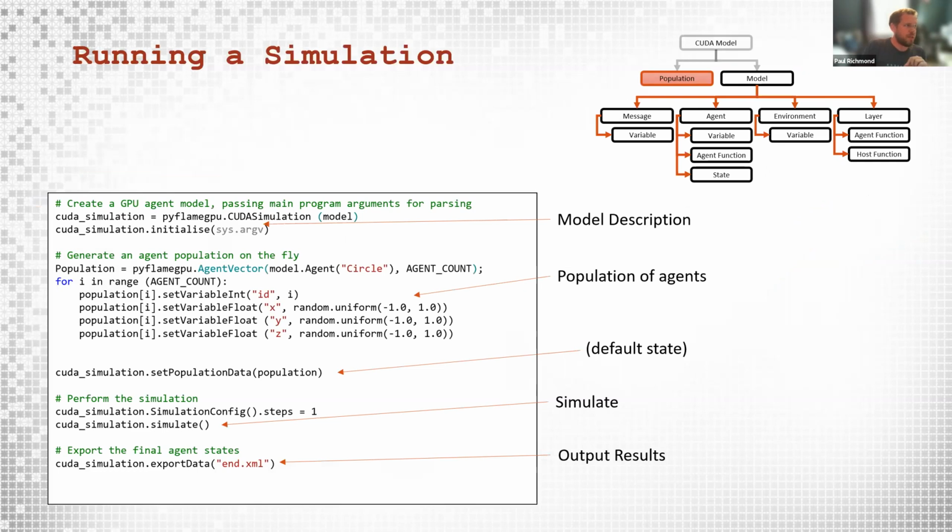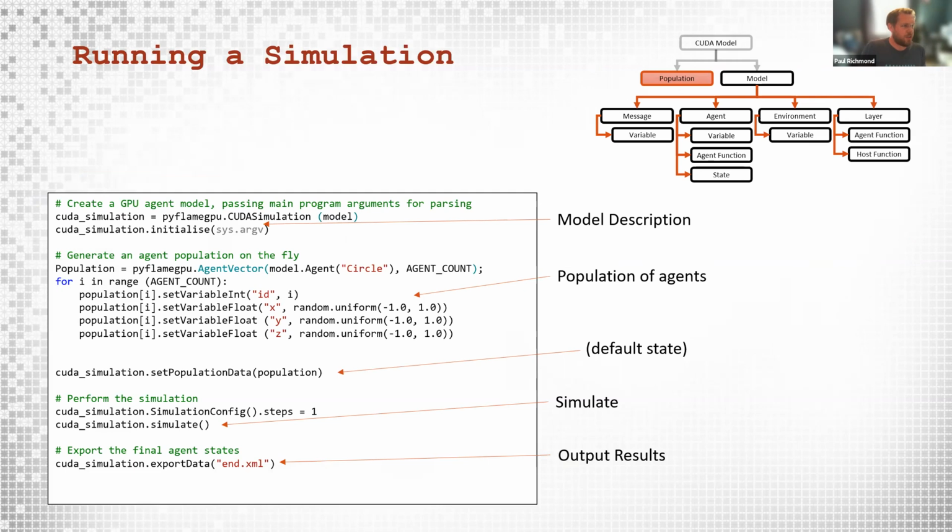In order to run a simulation, you need to create a CUDA simulation. You pass in the model and then you initialize it with any arguments that you pass through to your particular script. There are certain arguments that you can pass through that configure, say, which GPUs to use and things like that. They're all documented in our FLAME GPU docs site.